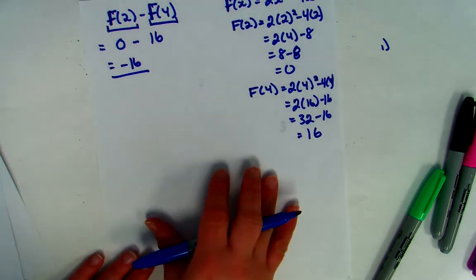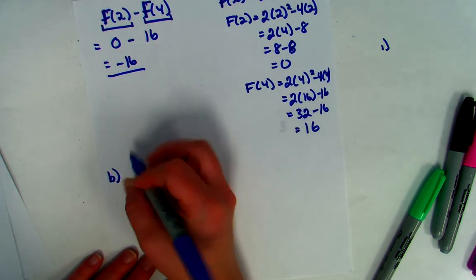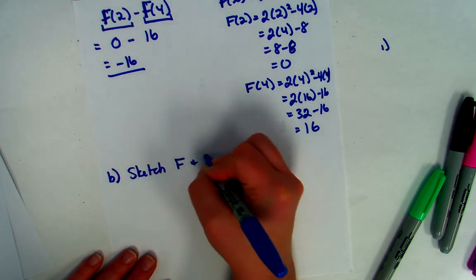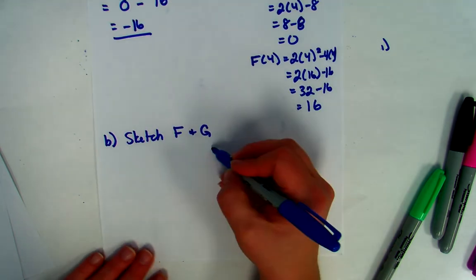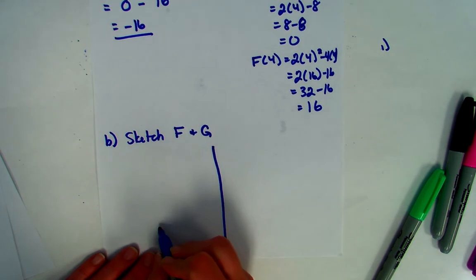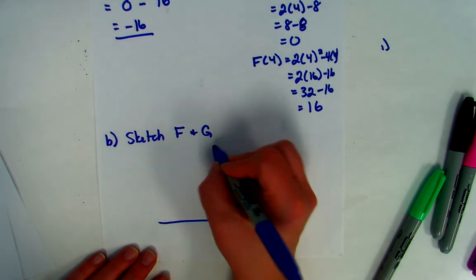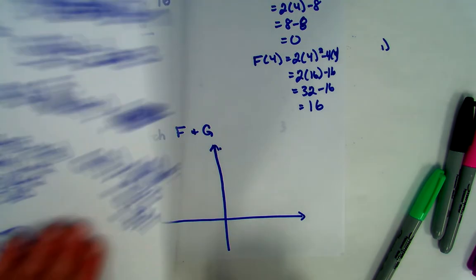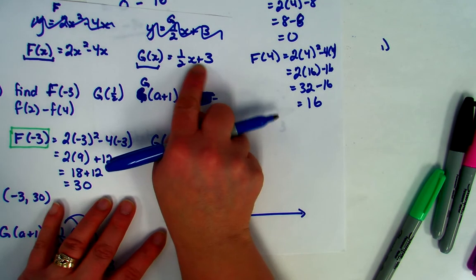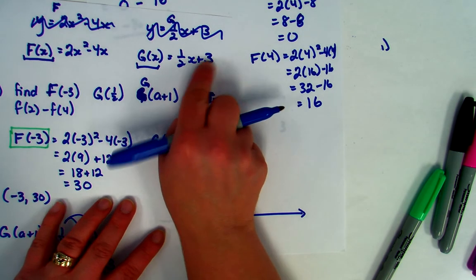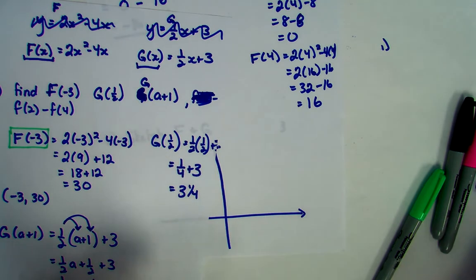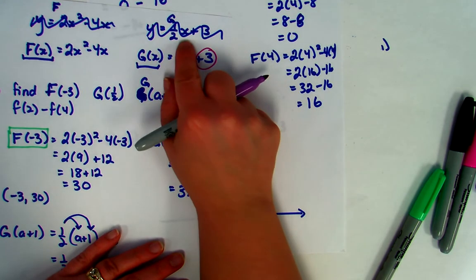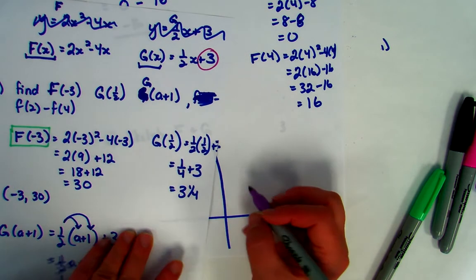So that was part A, working with f and g. Part B asks us to sketch f and g. Well, this is why we spent time reviewing last unit. Okay, I'm going to start with g because it's actually ready. G is a line, 1/2 x plus 3. So my y-intercept is positive 3, and my slope, or my rise over run, is 1/2.